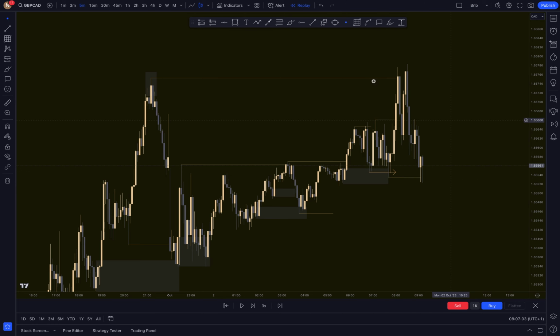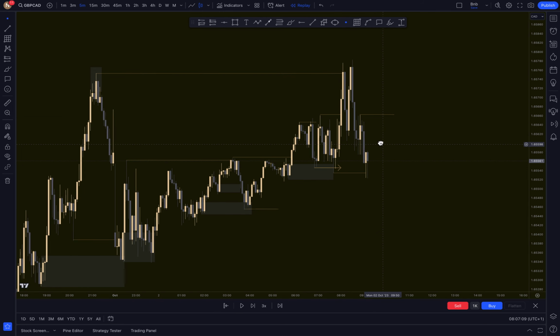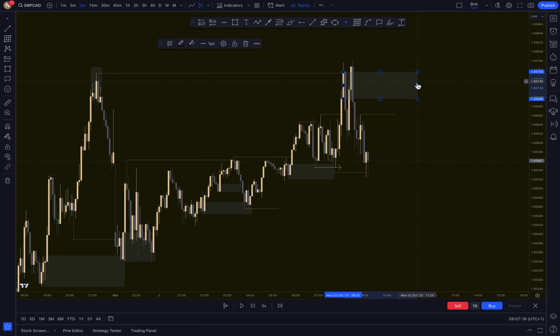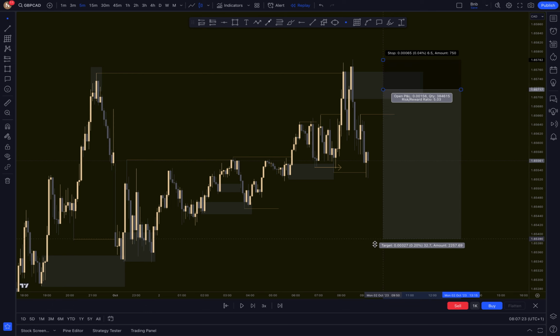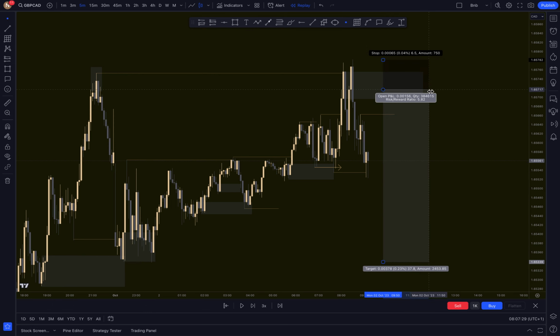And even gave us this guy, and even gave us this guy, right? So we mark out our POI, and then mark our entry, targeting the whole liquidity, right? Targeting all this liquidity here. That's what we're going to do.